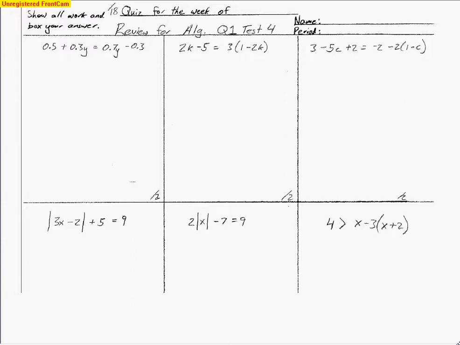These are the solutions for Quarter 1, Test 4 for the study guide for Algebra B. So let's take a look at our first problem here. And it's asking us to solve an equation with some decimals.